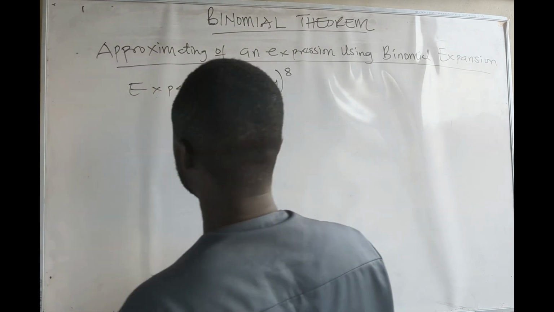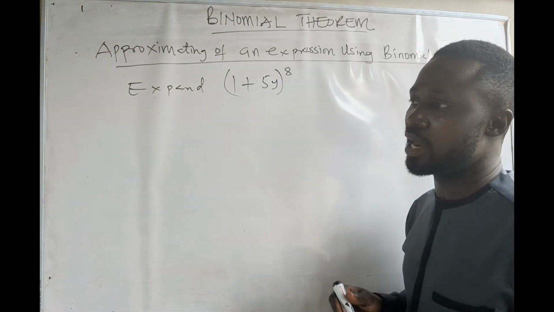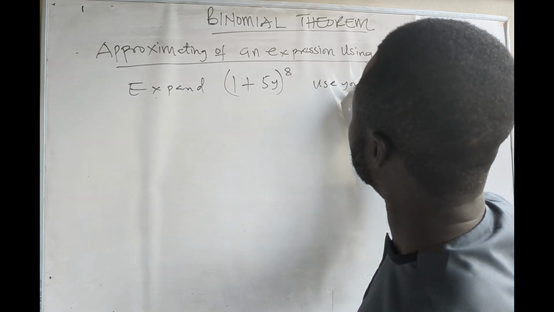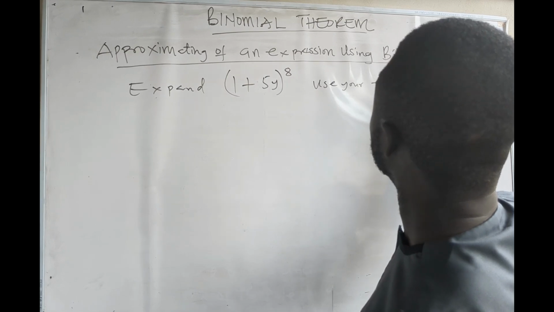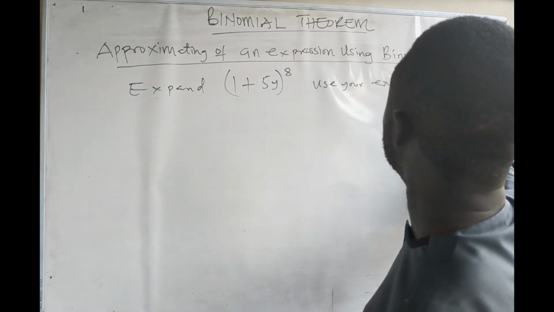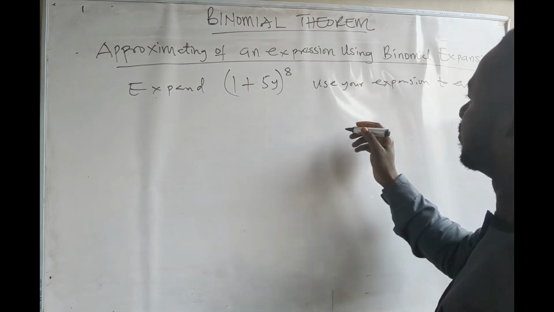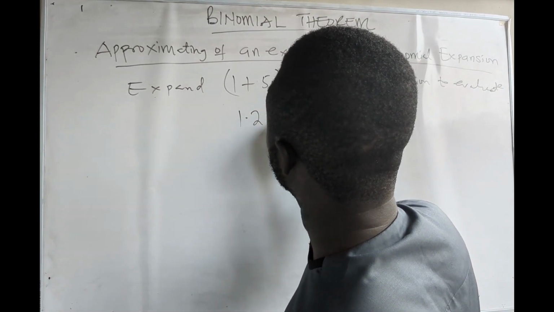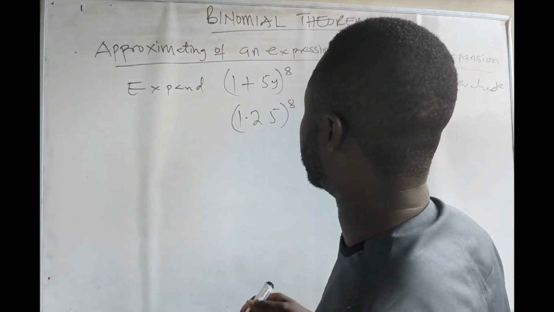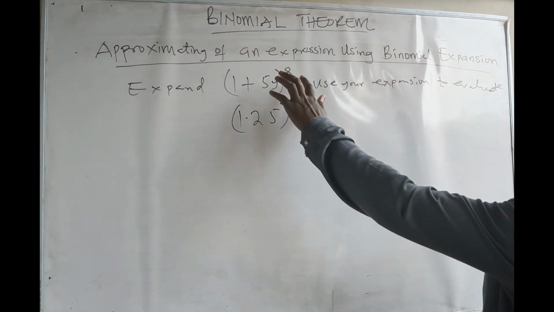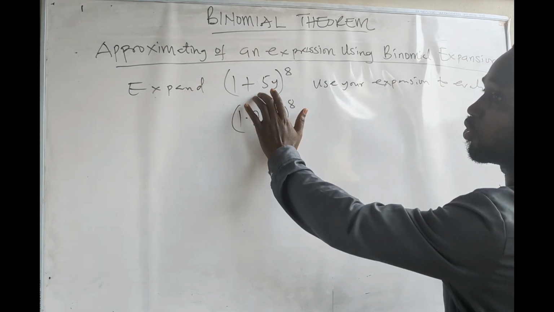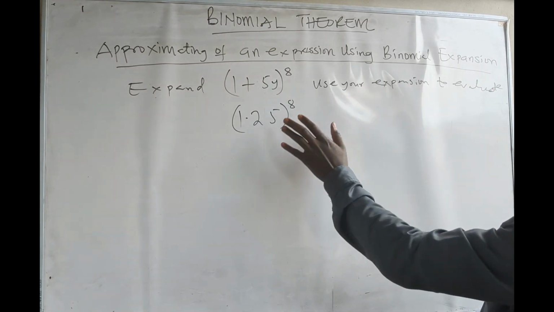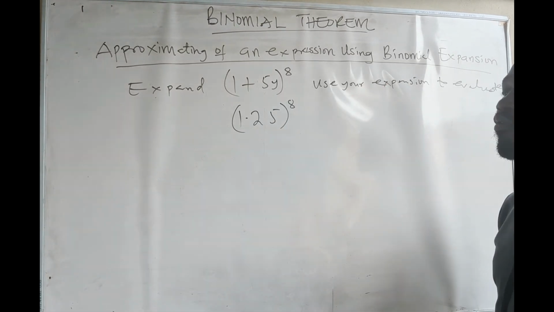I should expand this. After that I can be asked to use my expansion to evaluate, maybe, 1.25 exponent 8. So you are using this already expanded binomial to solve this particular question. Use the expansion to evaluate this to an approximate value.